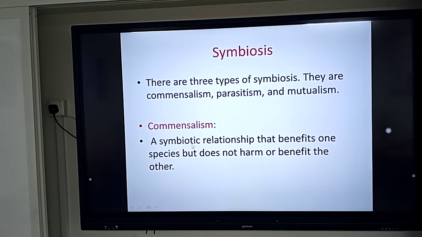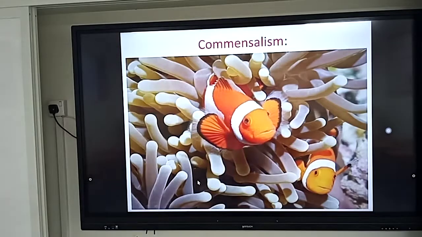Commensalism is a symbiotic relationship that benefits one species but does not harm or benefit the other. A symbiotic relationship that benefits one species but does not harm or benefit the other is called commensalism.